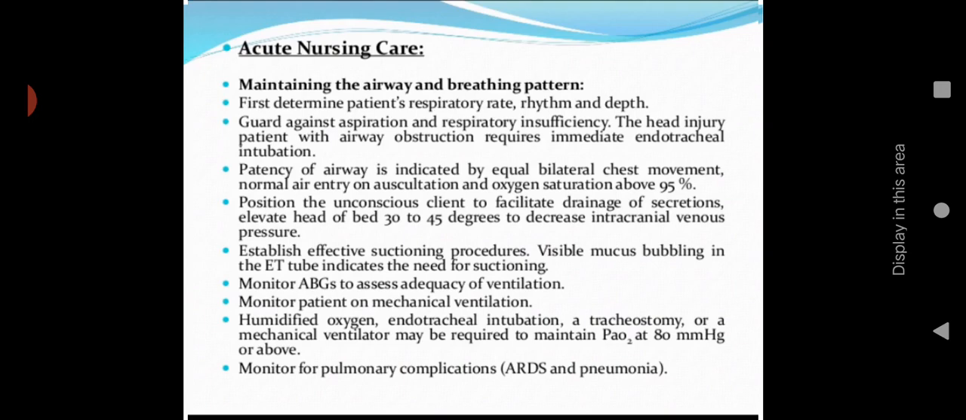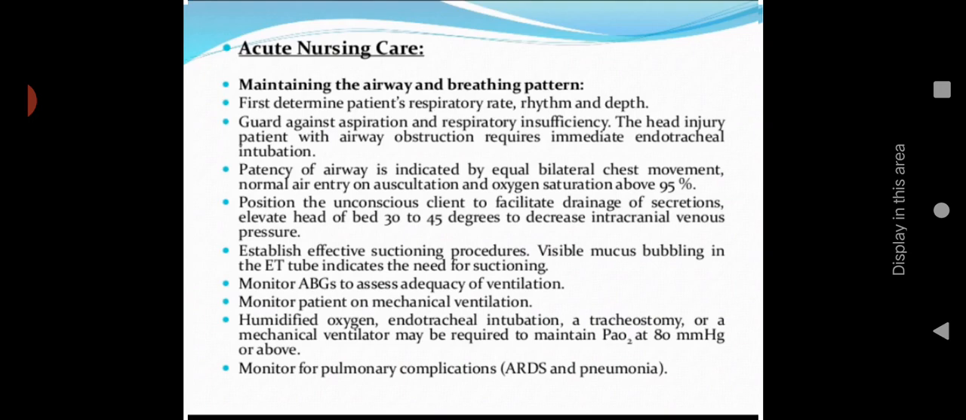Then position the unconscious patient in a side-lying position to facilitate drainage of secretions. Elevate the head of the bed 30 to 45 degrees to decrease intracranial venous pressure. So always keep the head injury patient with the head elevated so that the ICP will reduce. Then establish an effective suctioning procedure. In an unconscious patient there is a chance of aspiration, so we have to do proper suctioning.